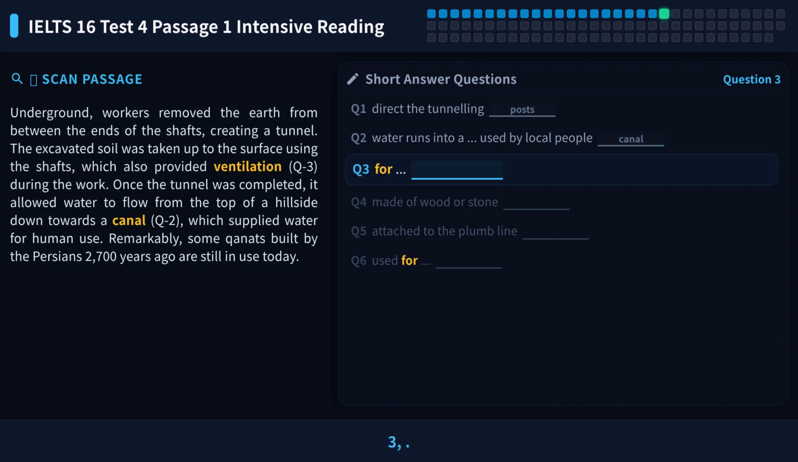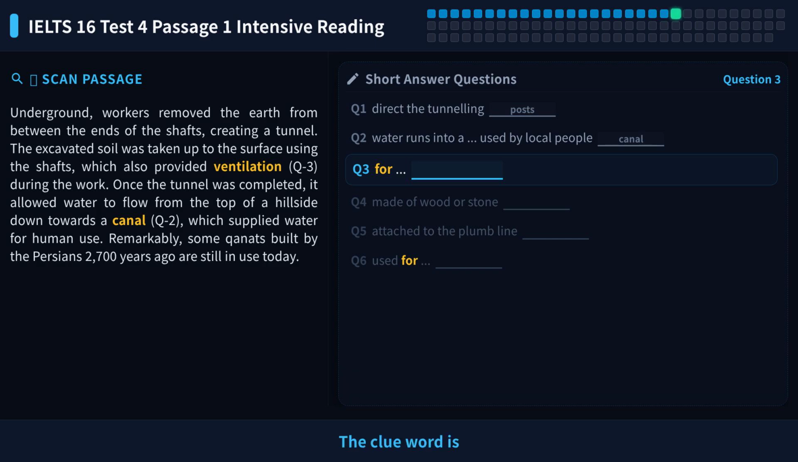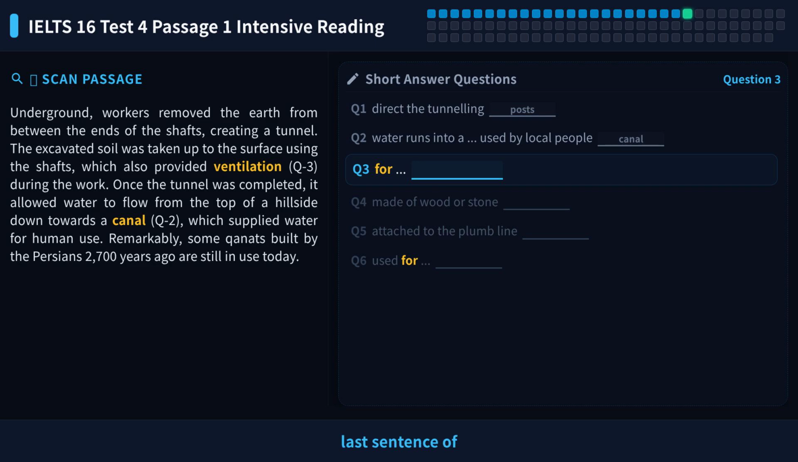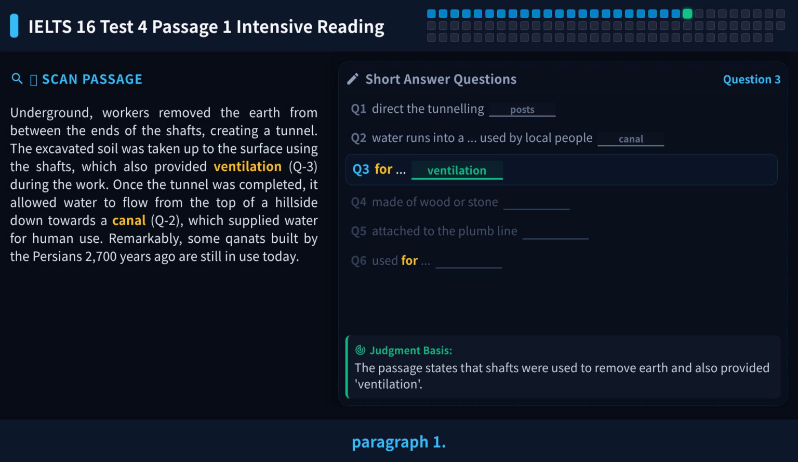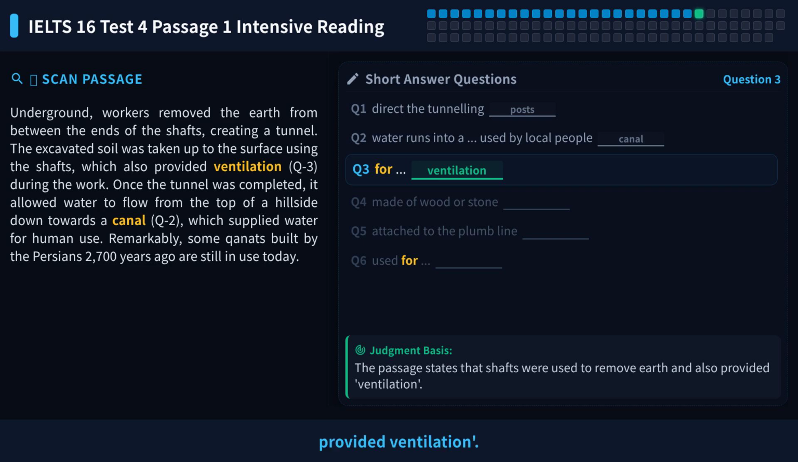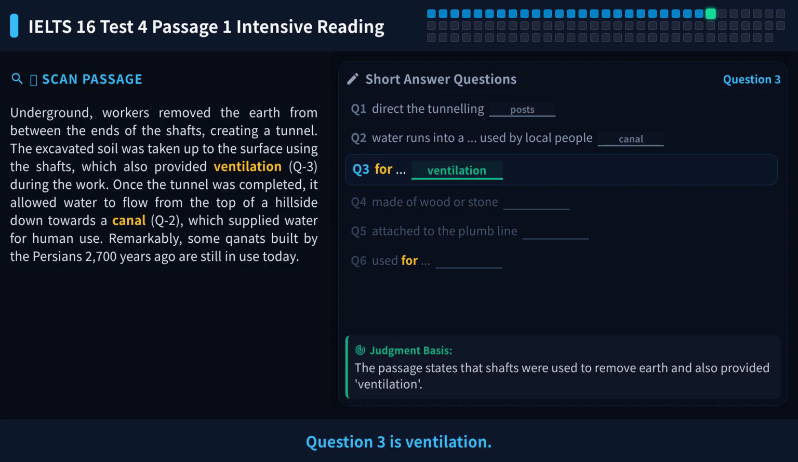Let's look at question 3. The statement says the shafts were used to remove soil and also provided what? The clue word is ventilation. It comes after provided, so we need a noun. Let's locate the last sentence of paragraph 1. The key words are shafts and ventilation. The original text says which also provided ventilation. Ventilation is the answer. This word is directly given in the text. So the answer to question 3 is ventilation.